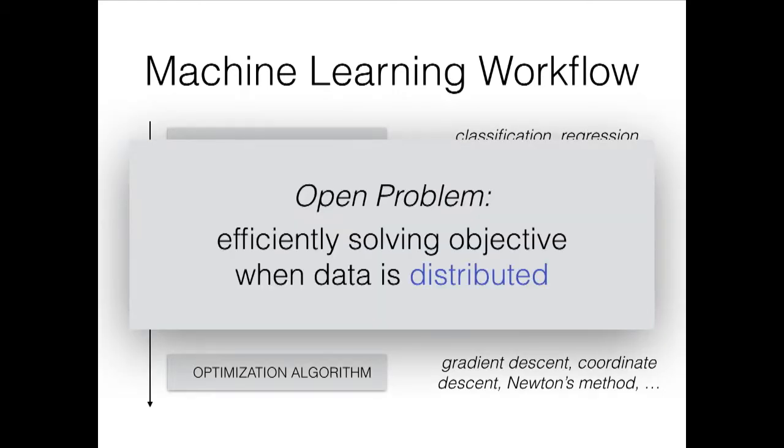And in fact, it's an open problem to know how to efficiently solve a specific optimization objective when your data is distributed across multiple machines. So when your data is so large that it must be distributed across multiple machines, what are some things that people attempt to do in this setting?